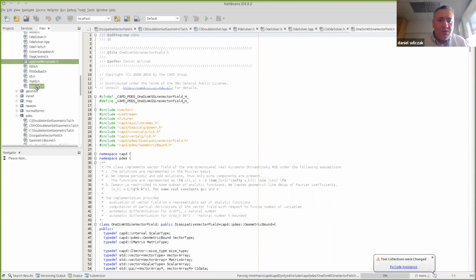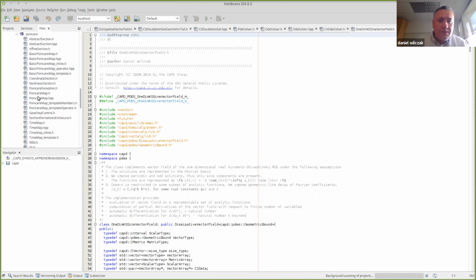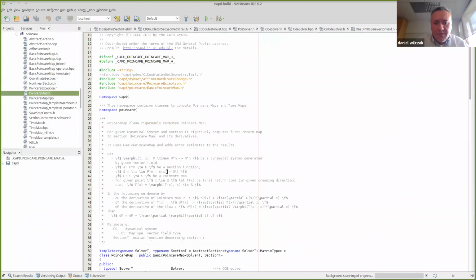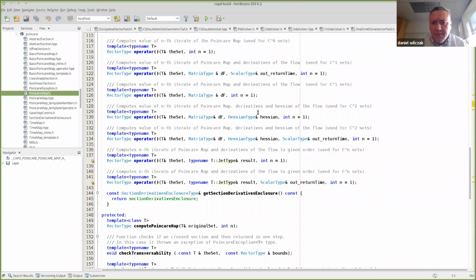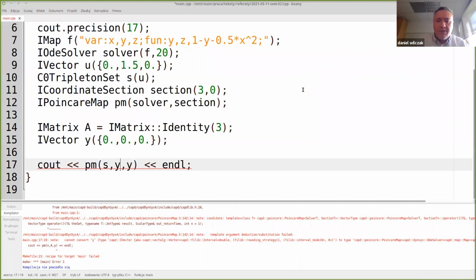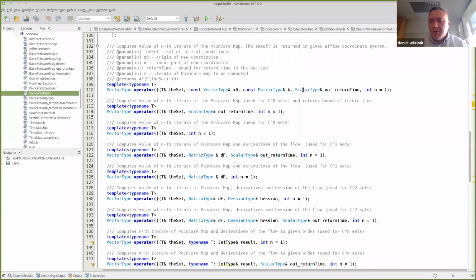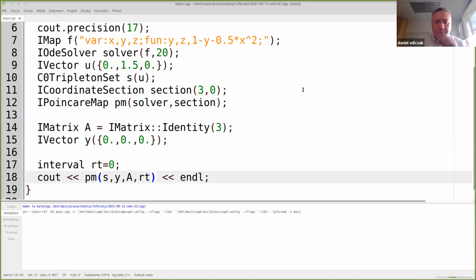By the way, you can see the source code of our library. Poincaré map. And what is the syntax of this operator? It should be somewhere here. The order is different. Okay, so I have to specify first the center, then the matrix, and then some return time. Like that.